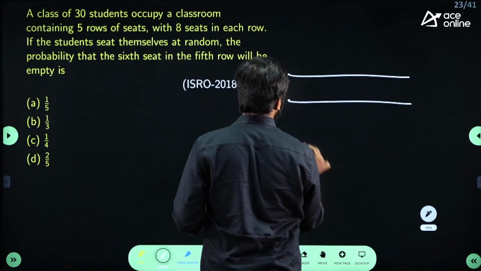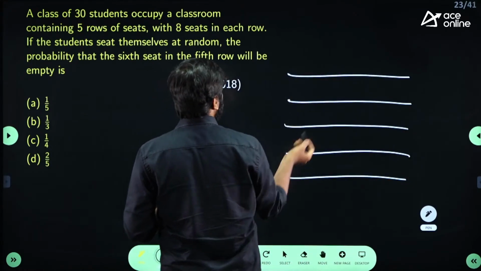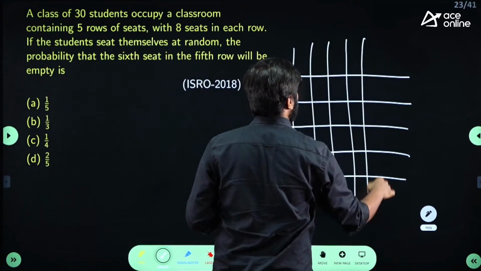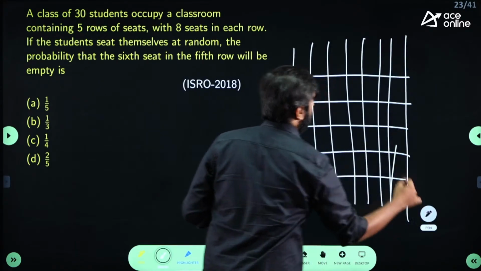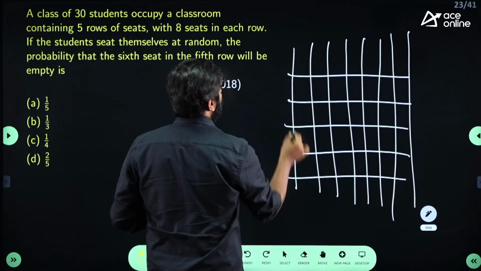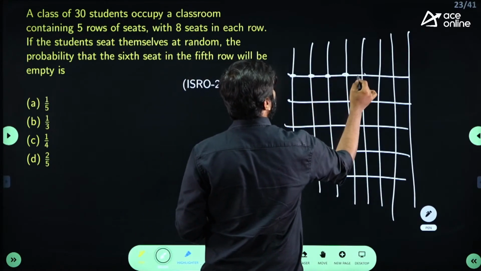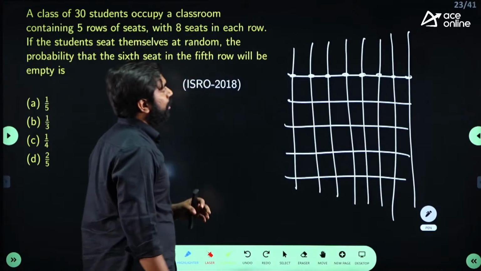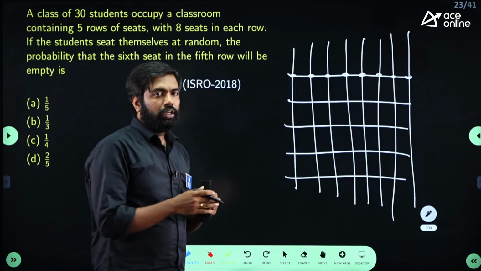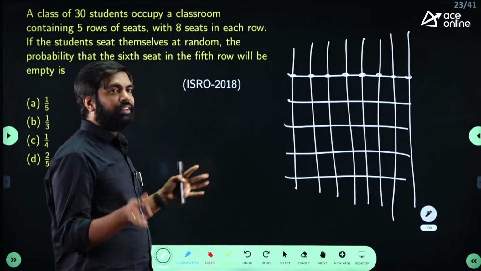1, 2, 3, 4, 5 rows, and every row has got 8 seats, so you can show them like this: 1, 2, 3, 4, 5, 6, 7, 8. If this is the first row, then these are the seats, 8 seats are there. So total seats would be 5 rows, each row 8 seats, 5 into 8 would be 40 seats, but there are only 30 students, more seats, less students.